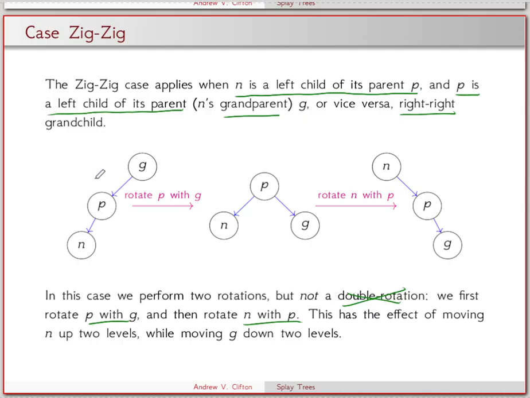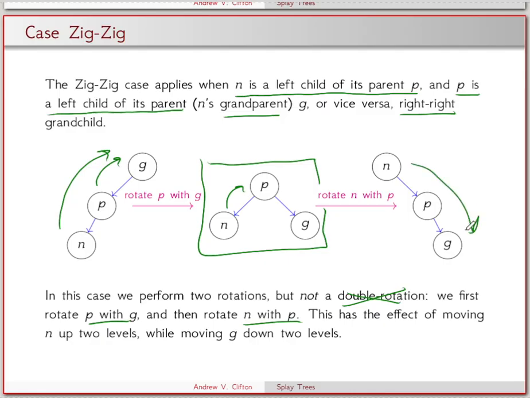So if we're over here and we rotate p up with g, that gives us this configuration here in the middle. And then we're going to rotate n with p, which moves p up to the top. So it basically goes from a shape that looks like that, with n being down on the left, to a shape that looks like this, with g being down on the right. This may not look any more balanced than what we had before, but we'll see later on, like in the zigzag case, why it works like this. So we do 2 rotations, and note that n moves up 2 levels in the tree. It starts 2 levels down, and then it's moved 2 levels up when we're done.